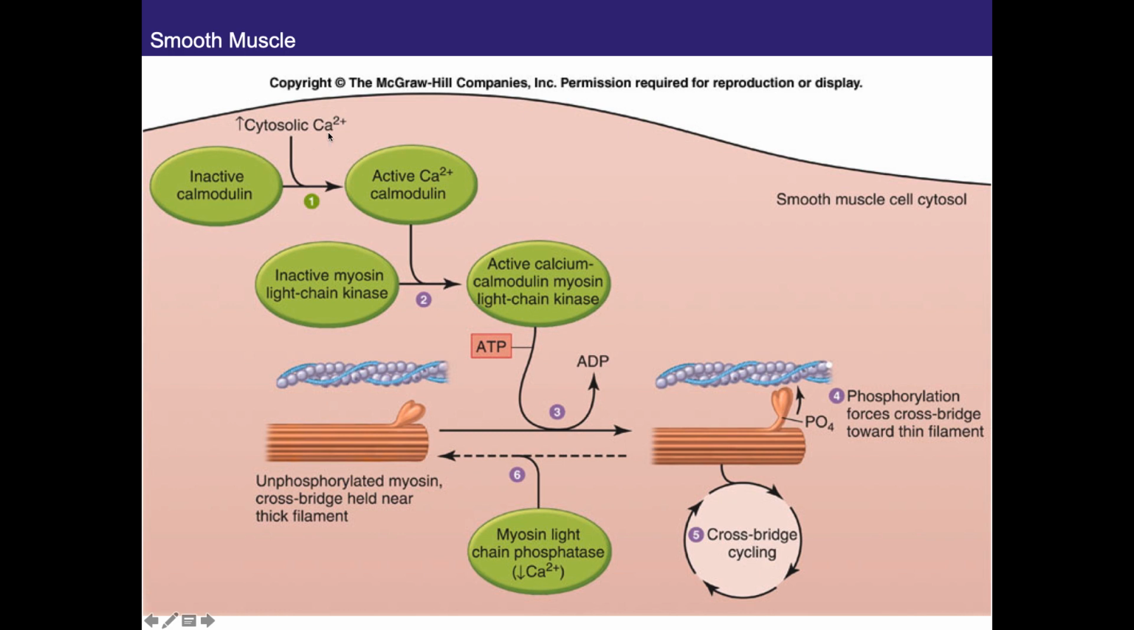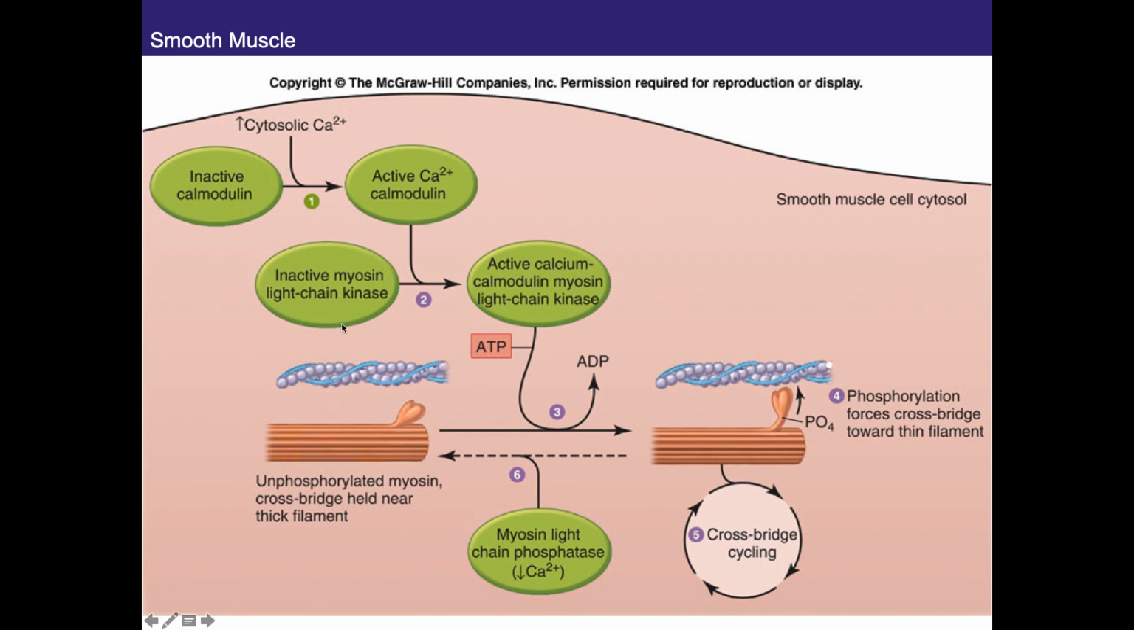So once calcium floods into the intracellular space, it activates an enzyme called calmodulin. This is a kinase. So it activates calmodulin. Calmodulin, the activated calmodulin, phosphorylates myosin light chain kinase.